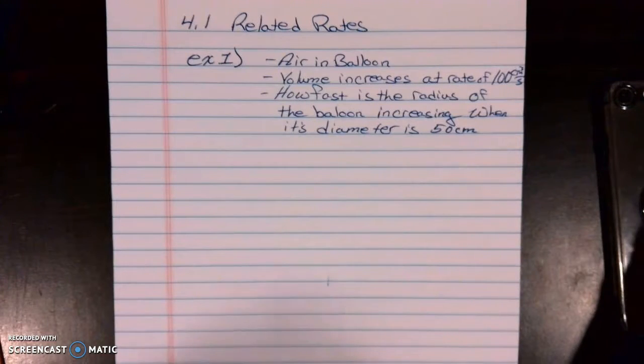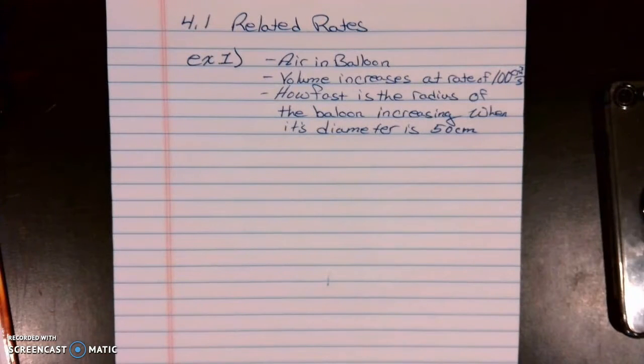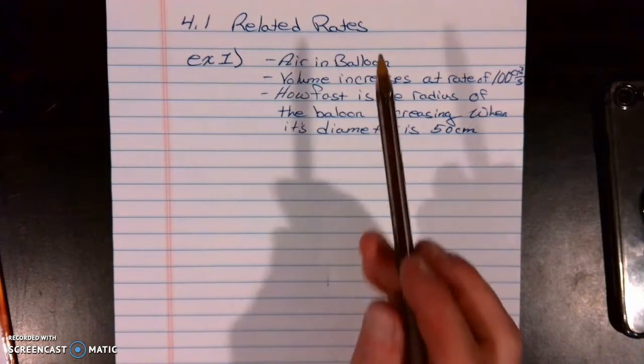Okay, class. So right now we're going to cover 4.1 related rates, and I'm going to go over first this first example that we have here in the book. The example says air is being pumped into a spherical balloon so that its volume increases at a rate of 100 centimeters cubed per second. How fast is the radius of the balloon increasing when the diameter is 50 centimeters?